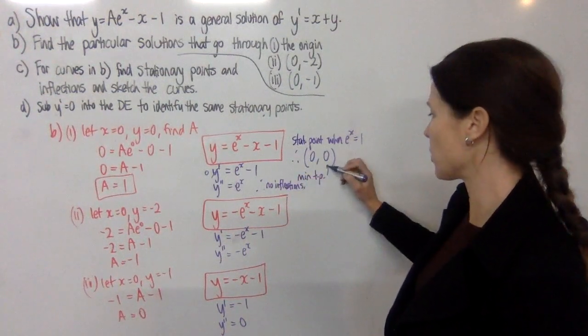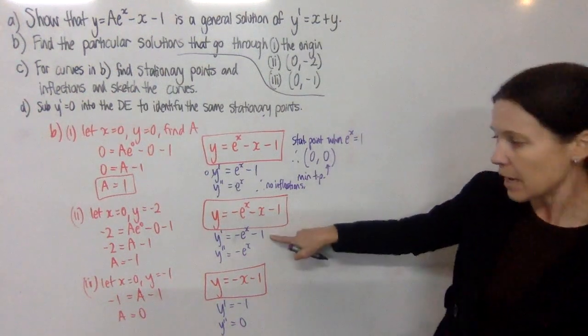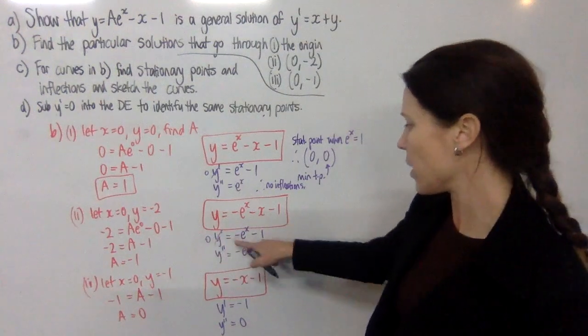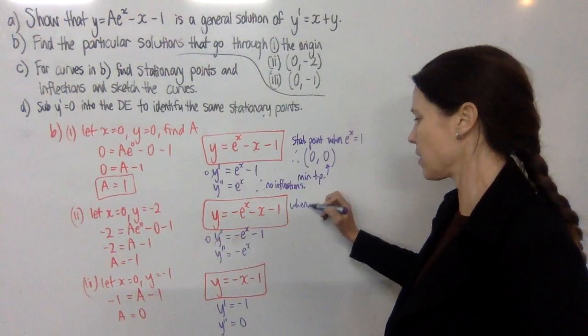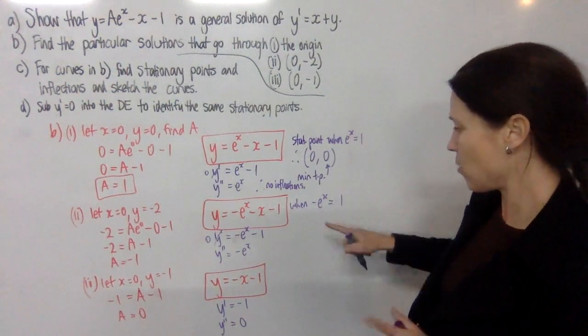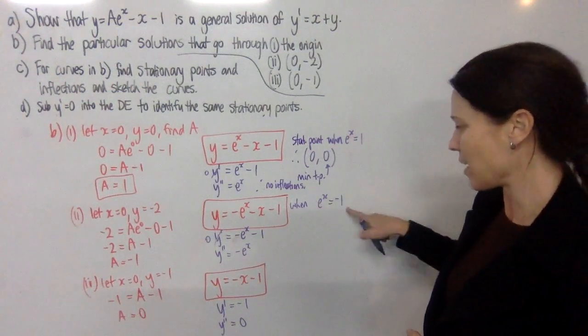And that's a minimum turning point. A bit messy, sorry about that. Okay, here, when will y dash equal 0? That will happen when negative e to the x is equal to 1. Now that will happen when e to the x is equal to negative 1.